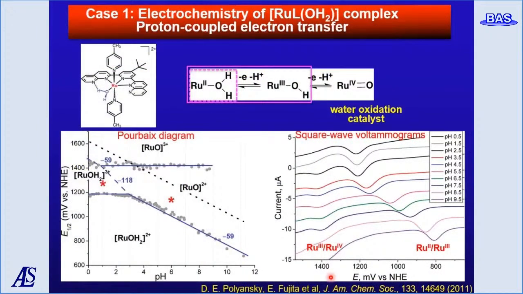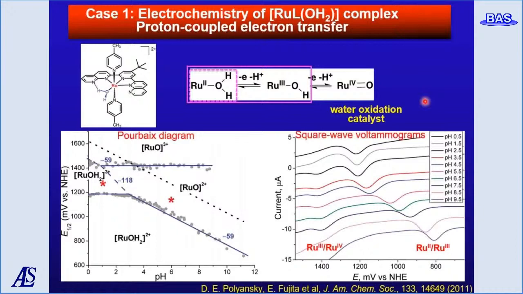The first example for proton-coupled electron transfer is the ruthenium-aqua complex, which acts as a water oxidation catalyst. The ruthenium(II)-aqua complex is converted to ruthenium(III)-hydroxy and then ruthenium(IV)-oxo complex by proton-coupled oxidations. The deprotonation avoids charge buildup on the ruthenium centers, which makes further redox steps difficult.